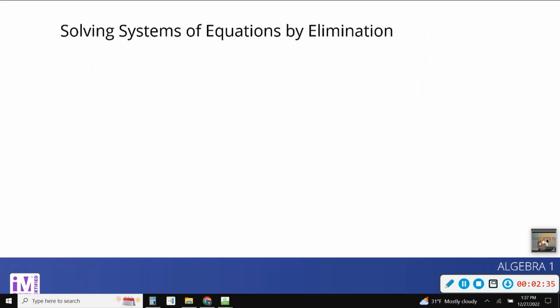Another way to solve systems of equations algebraically is by elimination. Just like in substitution, the idea is to eliminate one variable so that we can solve for the other. This is done by adding or subtracting equations in the system. Let's look at an example. Notice that one equation has 7y and the other has negative 7y.